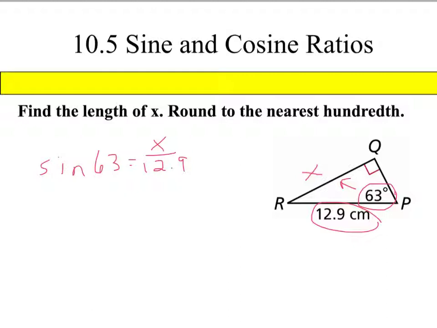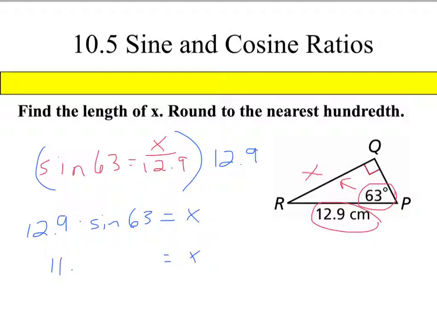How do I solve for x? I'm going to multiply by 12.9 on both sides, and I get 12.9 times sine of 63 is equal to x. So what do I do now? I use my calculator. My calculator does this work. I take 12.9 multiplied by the sine of 63, and x is going to equal about 11.49, because I'm rounding to the nearest hundredth here. Now, am I done?